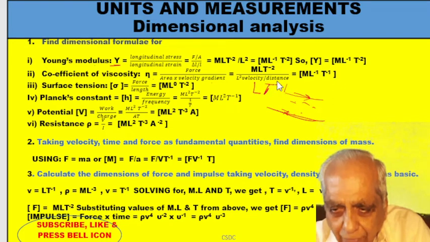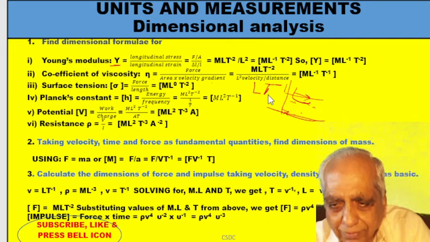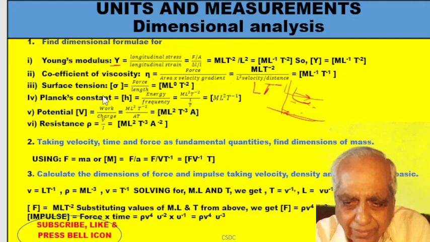Then we have to divide by distance. So again divide by L. So it will become T raised to minus 1. So we know this, so we get the answer. Now surface tension is simple. Force upon length. We will be learning about surface tension in second term. So force, you know, divide by L.